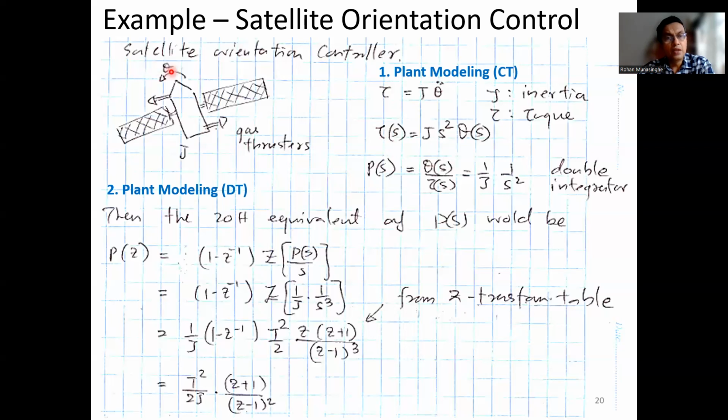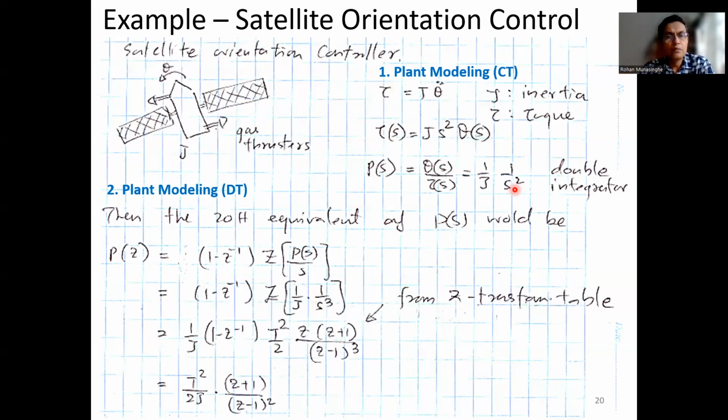So theta, that is the response, over torque, right, is the open loop transfer function of the plant, of the satellite. So it tells you what happens when you give a certain amount of torque. That's it. So theta over tau is 1 over J times 1 over s square. When you see 1 over s, that is integration. So you have a double integrator here. It's a double integrator. So that is the first step, right?